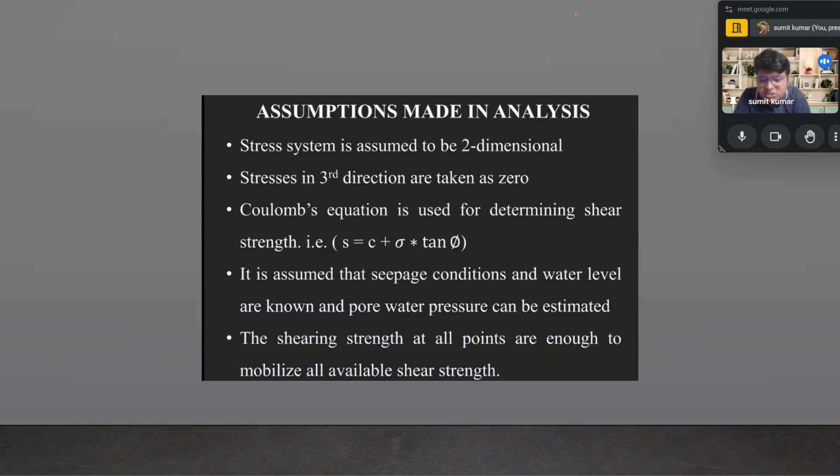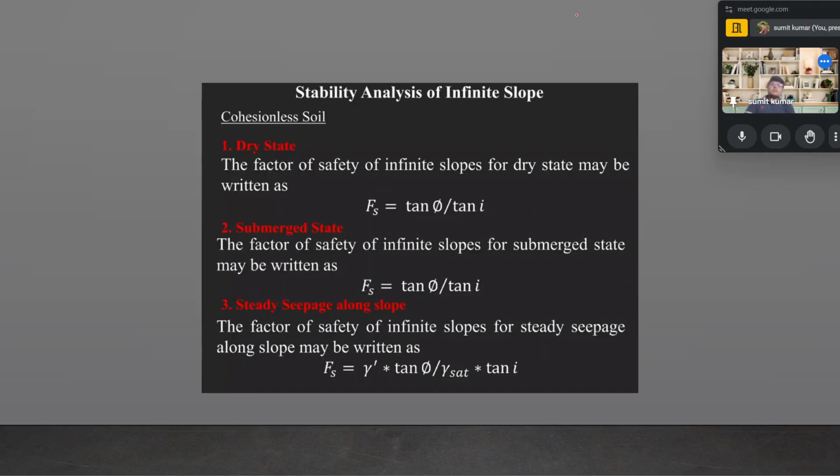Now, it is assumed that the seepage condition and the water level are known, and the pore water pressure can be estimated. As the seepage condition and water level are already known to us, the pore water pressure calculation is not much difficult for the investigators, and the shear strength at all the points is enough to mobilize all the available shear strength.